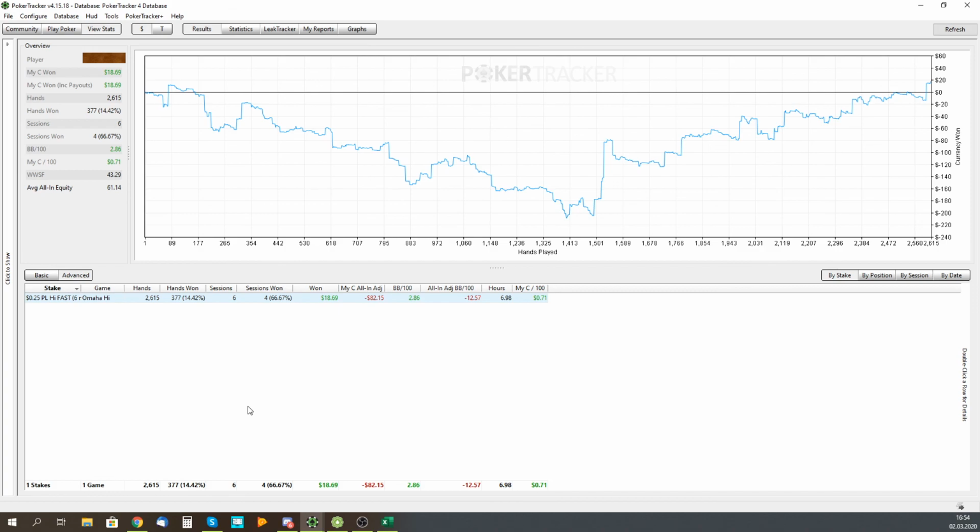Equity, average all in equity, average all in adjusted, and EV are not the same, and these numbers can jump around a little bit, but hopefully in the long run, when we're done with 100,000 hands, these numbers will be more equal.